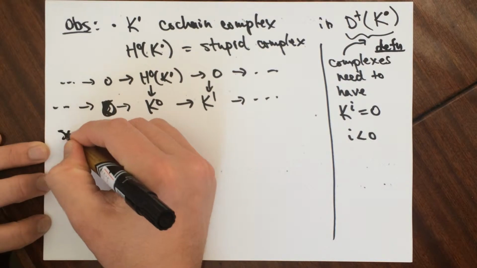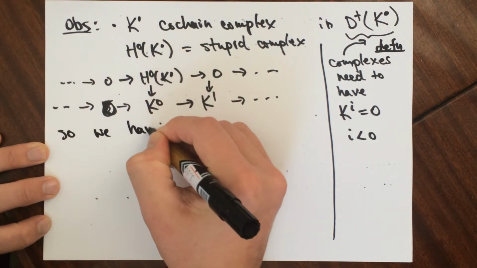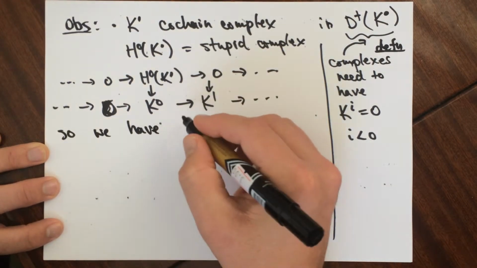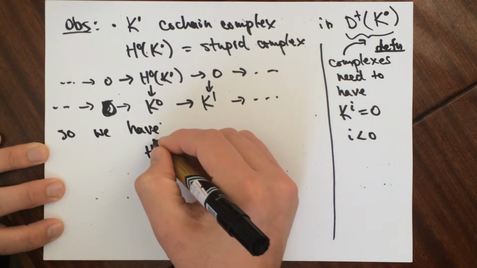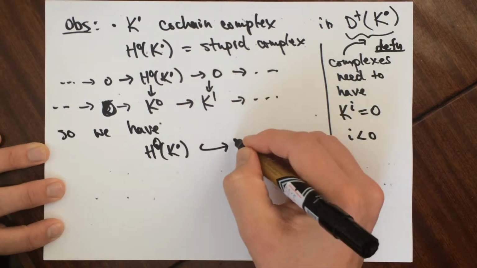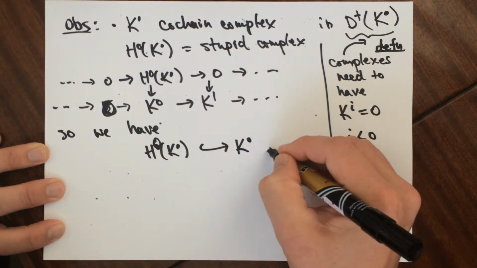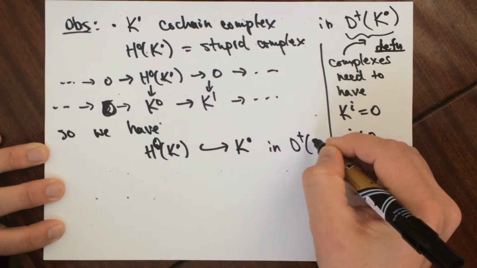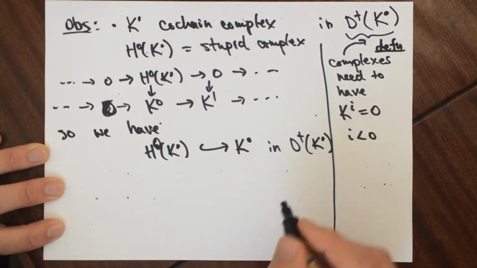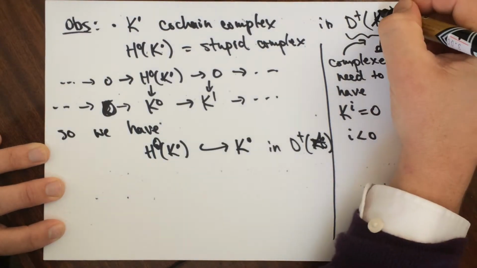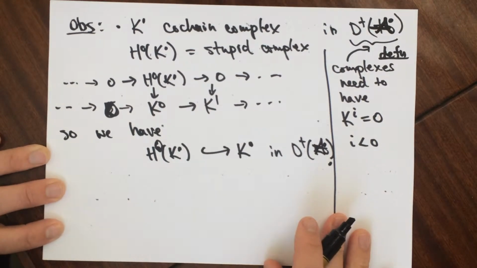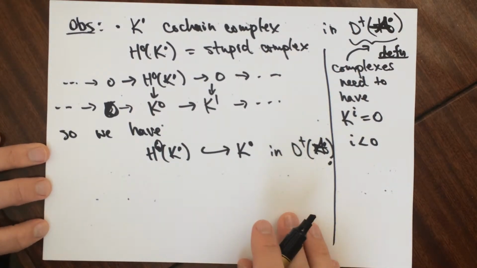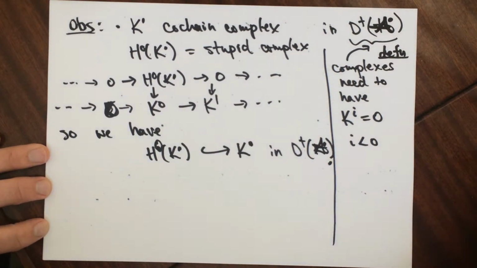So we always have H0 of K bullet, 0 into K bullet, in, oh sorry, A, dang it. Okay. So that's that. That's all I wanted to say about that.